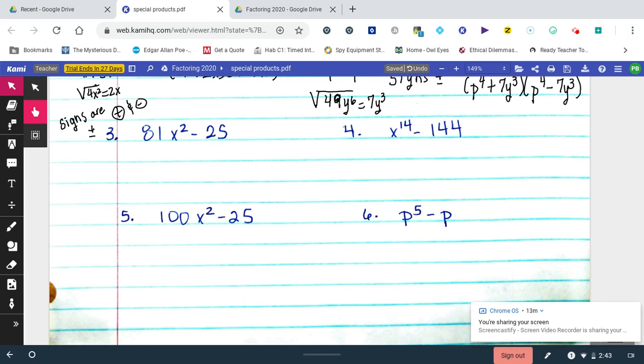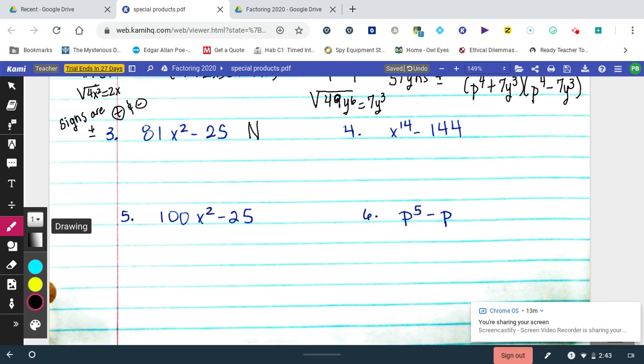All right, so is there a GCF between those two? No. So I'm going to put there is no GCF. So I'm going to go ahead and take the square root of 81.